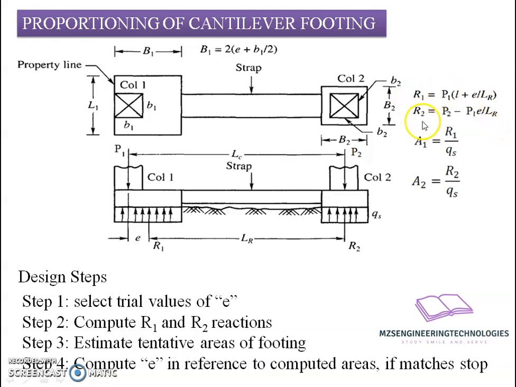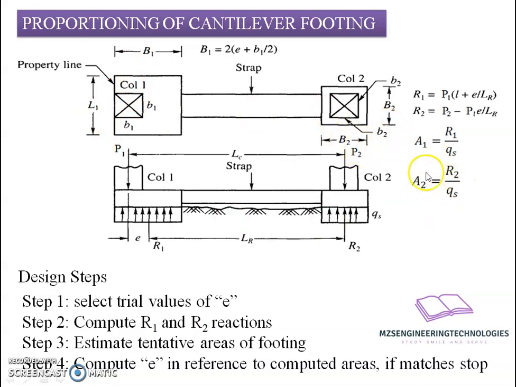After knowing R1 and R2, we can go with the estimation of the area of the individual footings. R1 is nothing but the resultant force which is going to act on a footing. So force divided by permissible stress value, we can get the area. So R1 divided by permissible pressure, we'll get the area A1. Similarly, A2 equals R2, the resultant force acting on the footing, divided by QS, the safe bearing capacity of the soil. Once we get A1 and A2, the job remains to find B1 and L1, and similarly B2 and B2.